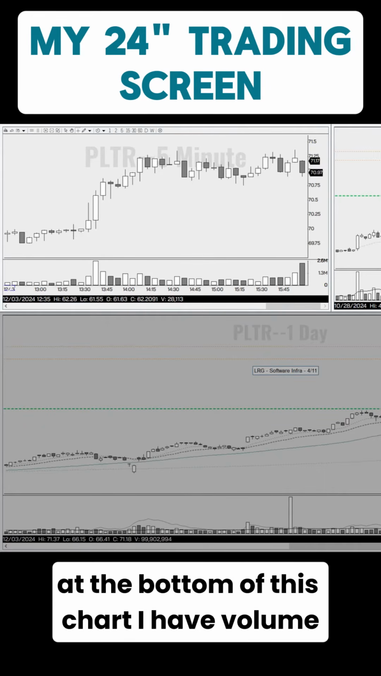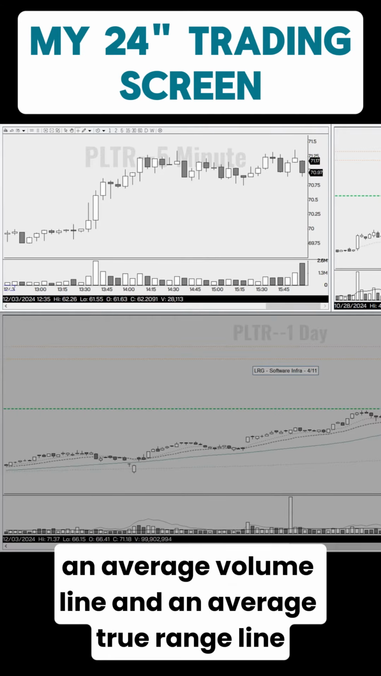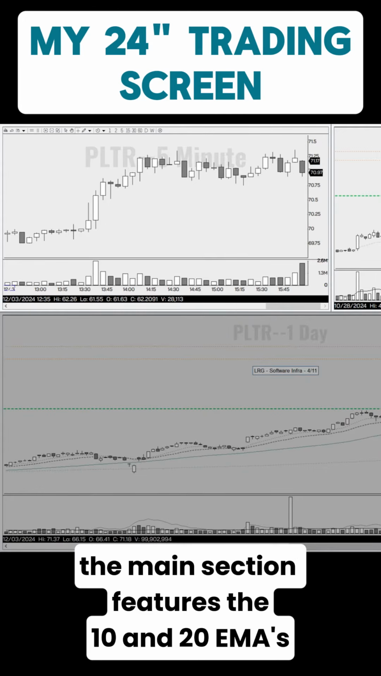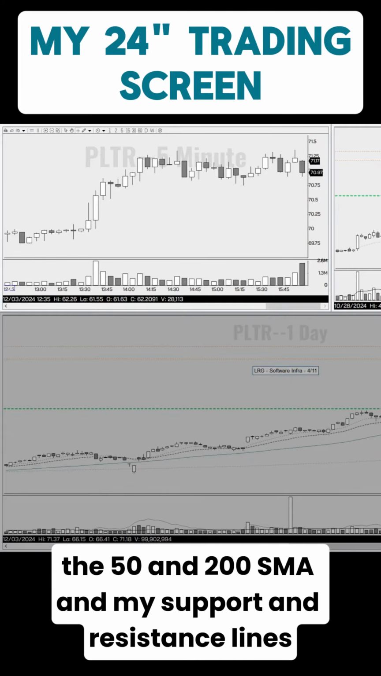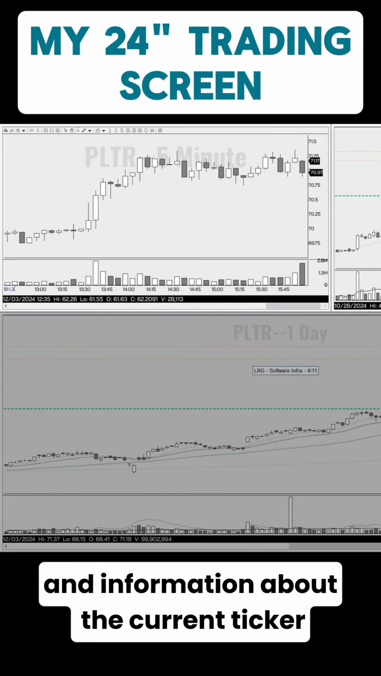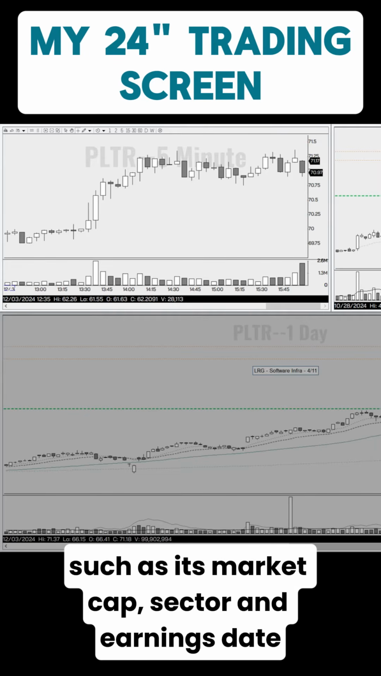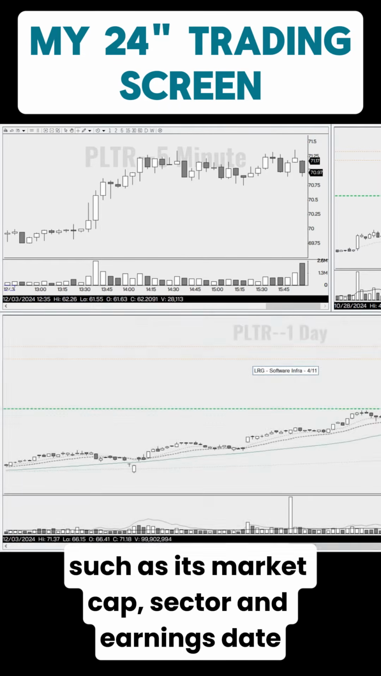At the bottom of this chart, I have volume, an average volume line, and an average true range line. The main section features the 10 and 20 EMAs, the 50 and 200 SMA, and my support and resistance lines, and information about the current ticker such as its market cap, sector, and earnings date.